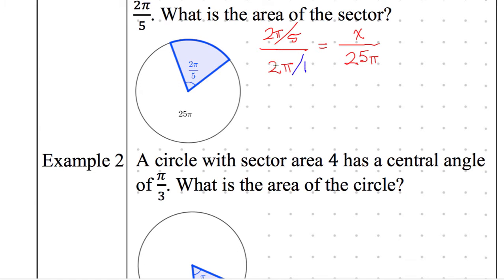Keep the numerator. So just rewrite the numerator, 2 pi over 5, times 1 over 2 pi. Everyone write it down. We kept the numerator. We changed it from a division problem to a multiplication problem. And then we flipped the 2 pi over 1 to 1 over 2 pi. We took the reciprocal.